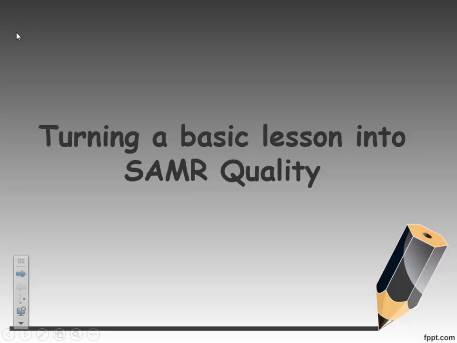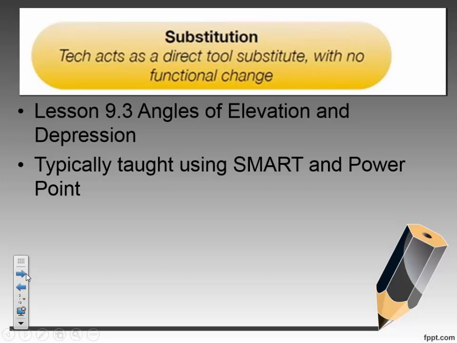So this is a video on how I turned a basic lesson into SAMR quality, or following the SAMR model. The first point of the SAMR model is substitution, where your technology acts as a direct tool substitute with no functional change. Typically if I teach this lesson, it's 9.3, angles of elevation and depression.